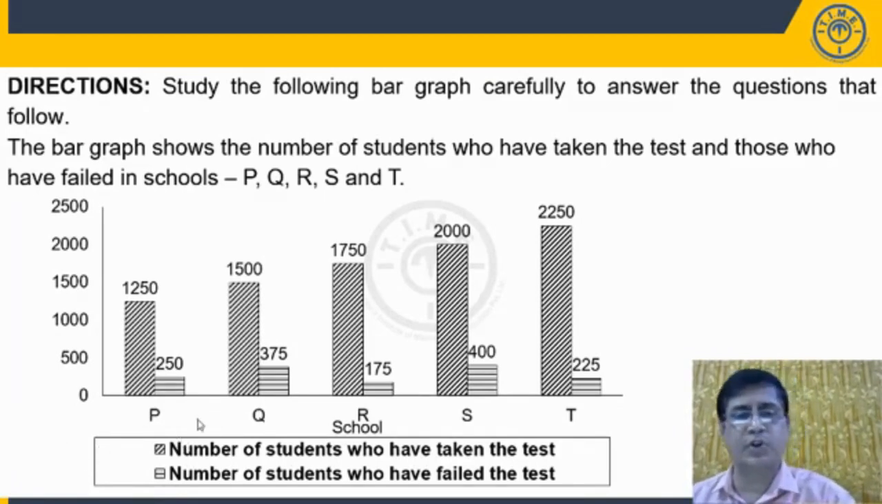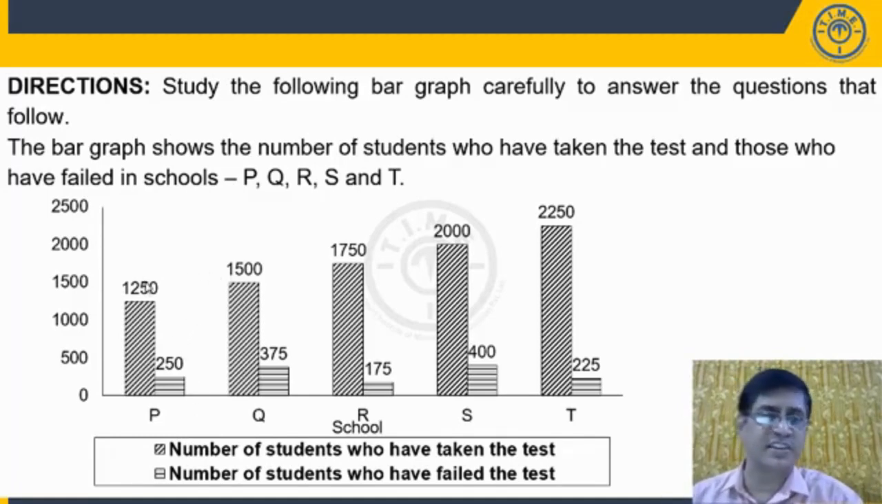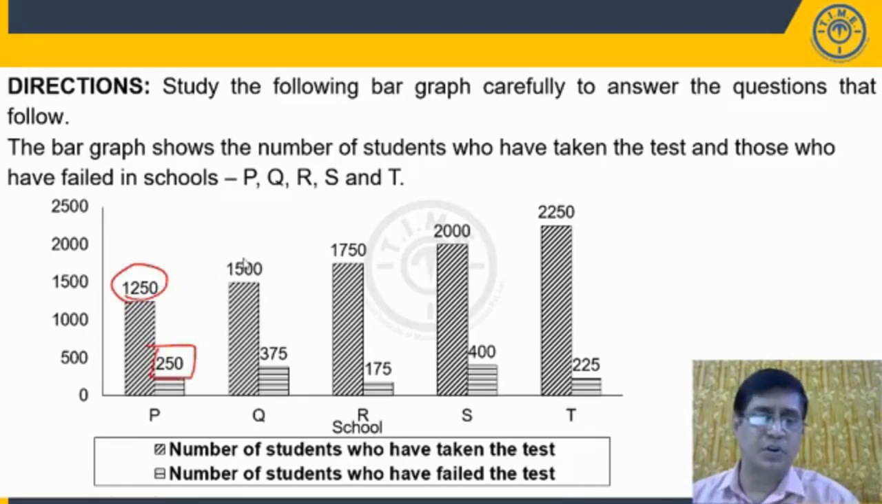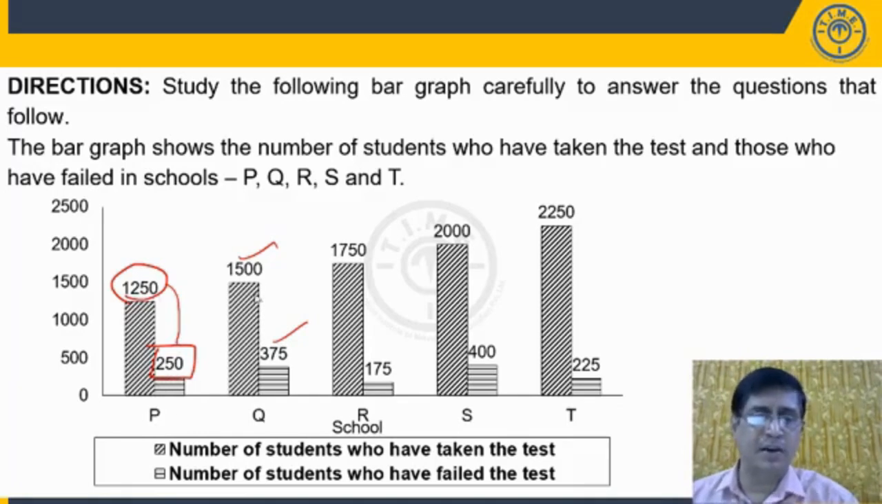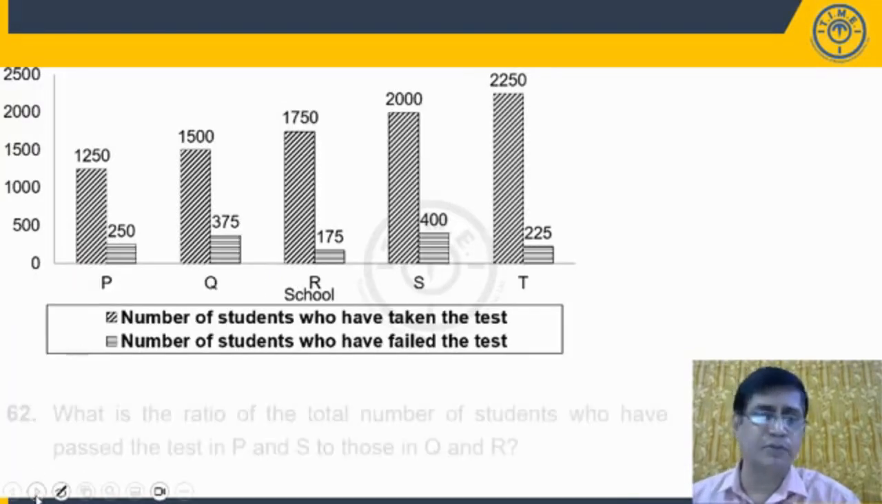Based on this bar graph, we need to answer the question. The number of students who have taken the test is given, along with the number of students who have failed in the test. So, number of appearing, taken and failed. Just observe that the difference of these two is the number of students who pass. So 1250 minus 250, 1000 students pass from P. 1500 minus 375, 1750 minus 175. That is the number of students who pass.